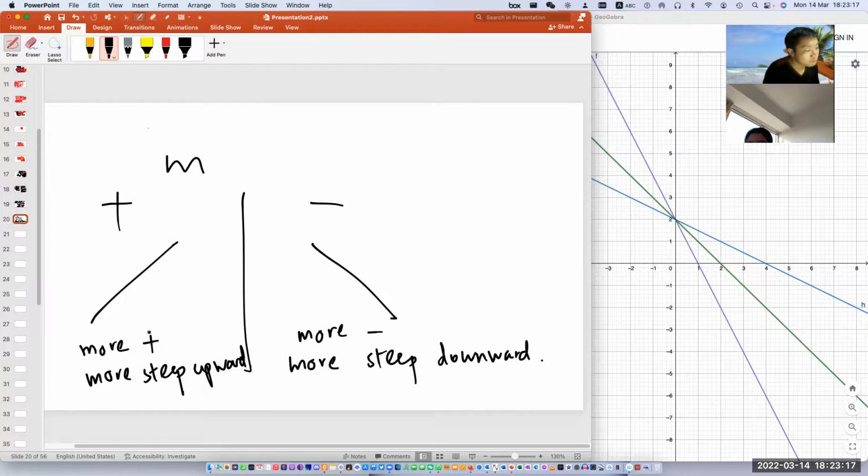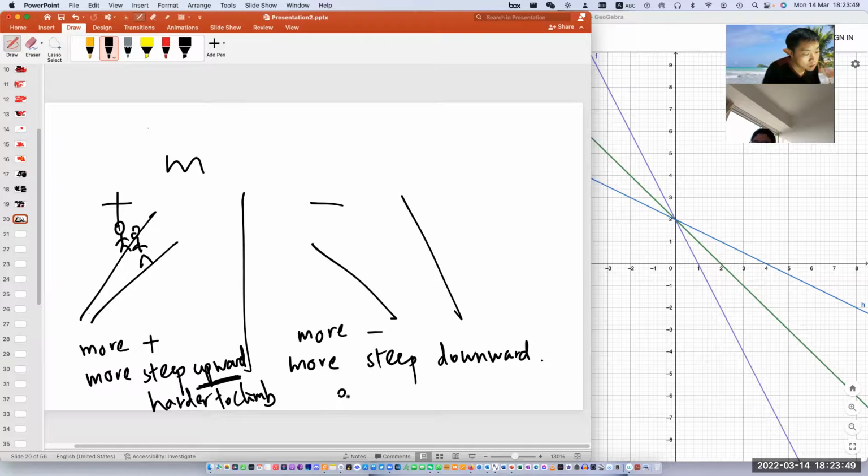Right? So more steep upward, okay, upward. We are talking about upward, positive. More steep upward means what? Harder to climb. Harder to climb. Okay, you just imagine yourself on the slope. So it's bigger or more positive. It's very, very hard to climb. So more negative, more steep downward means what? Easier to slide down. Easier to slide down.